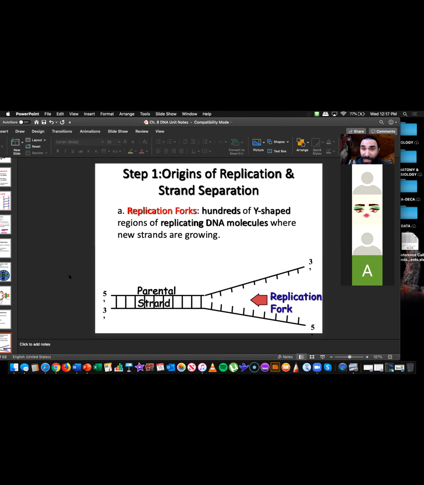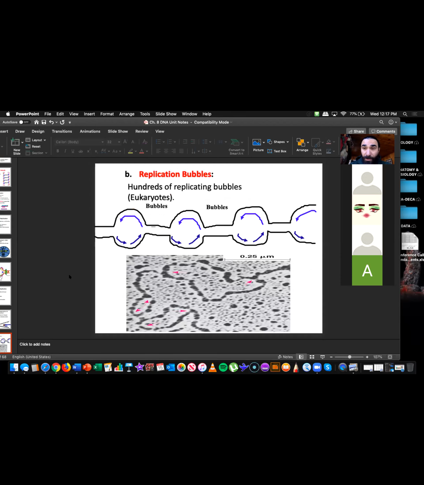Okay, so that's step 1A, the replication fork. Now, you don't need to copy this. This is just a picture, okay? So the replications happen all over the DNA, and this is an actual microscope image of DNA replicating. So check it out. It doesn't just replicate the entire DNA. Like we saw in that video, DNA is billions of base pairs long.